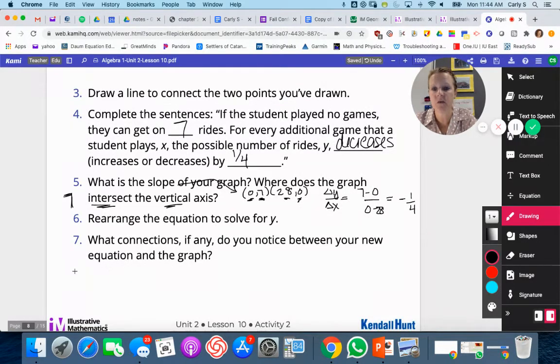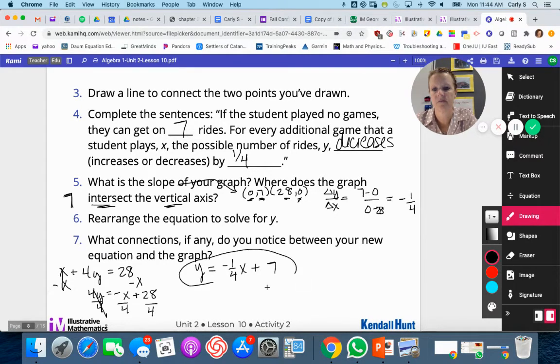So now let's rearrange the equation to solve for y. I have x plus 4y equals 28. Let's subtract x from both sides because I'm trying to solve for y. I have 4y equals negative x plus 28. Divide everything by 4, all the pieces and parts. And I'm left with y equals negative 1/4 x plus 7. And what connections do you notice? Well, I notice that my slope is negative 1/4 and my y-intercept, or my vertical intercept, is 7.